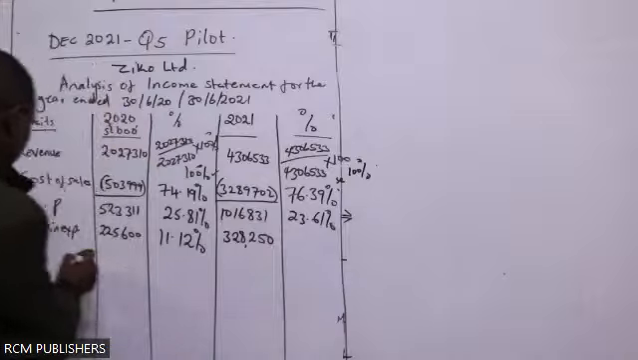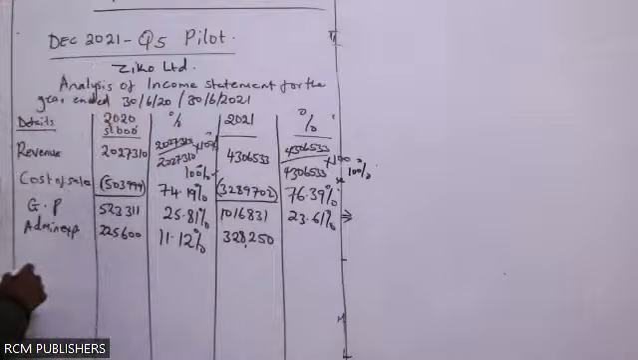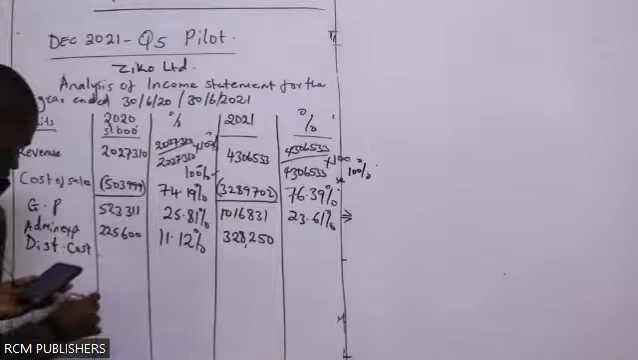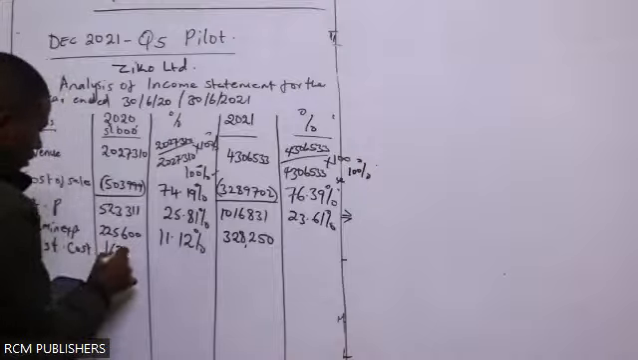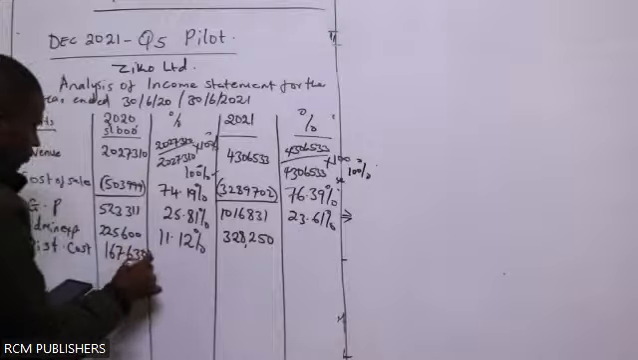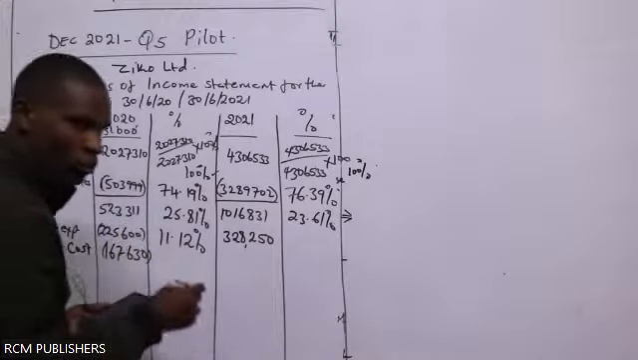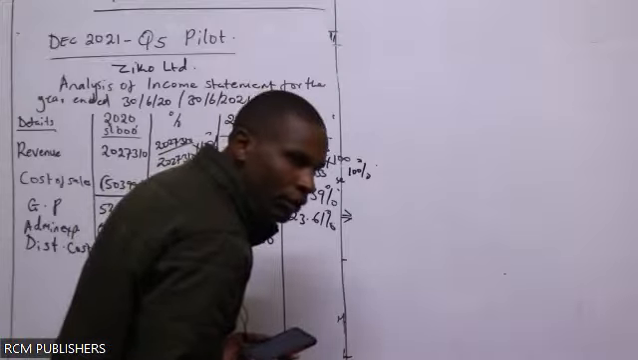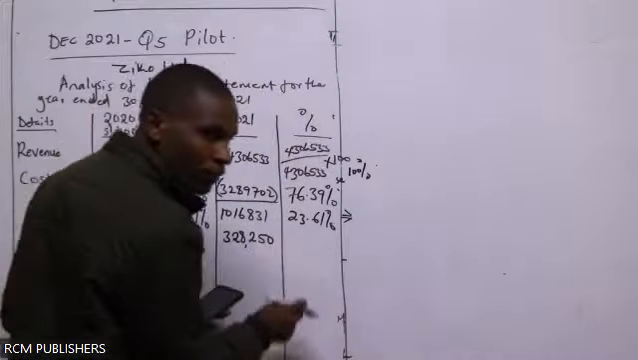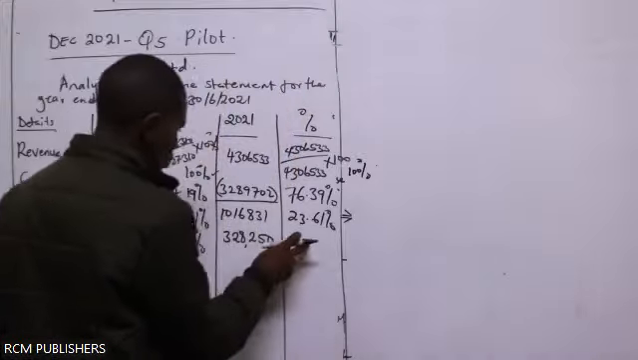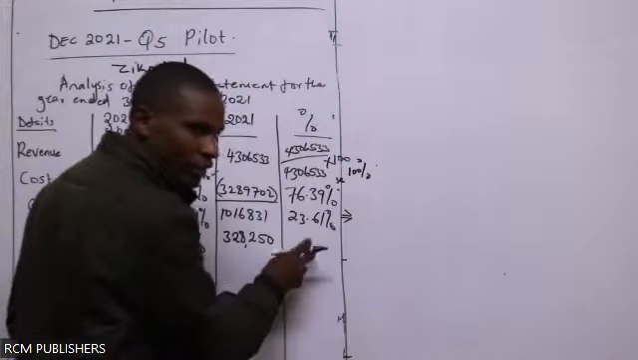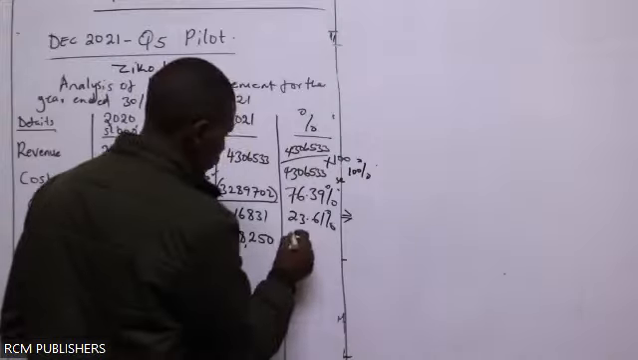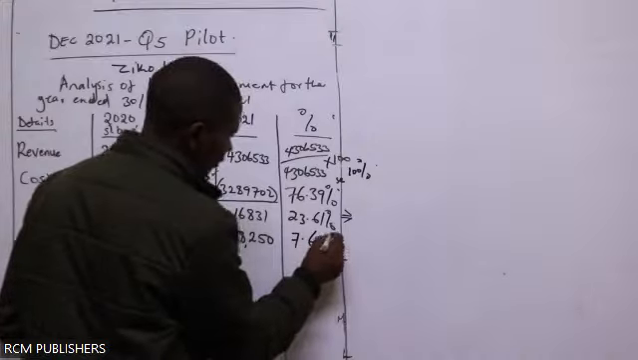What about this one? We go to the other one, distribution cost. We have 167,630. Remember, these are cost. Therefore, ndio maana unaona zimewekwa bracket, tutazitoa. Okay. What about this one? It's a positive figure, Esther. I hope so. For the 2021, mlipata ngapi hapa? 7.62. 7.62%. That is very good.